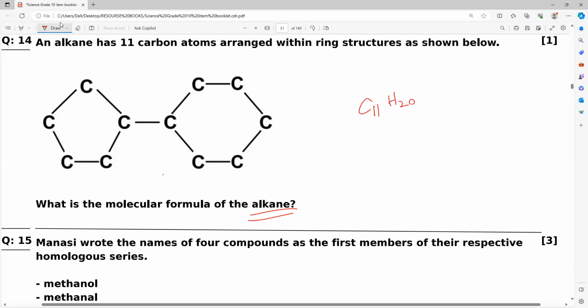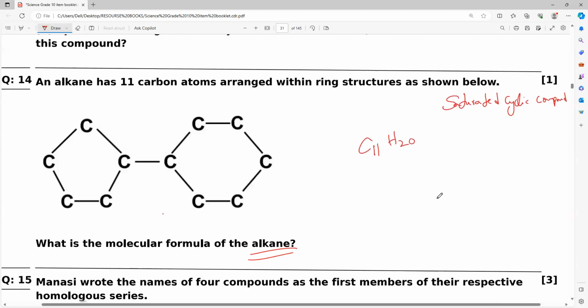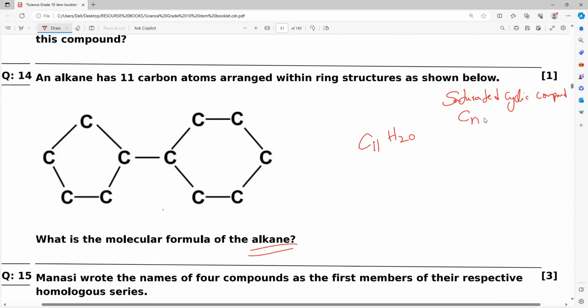C11H20. If you want to solve it fast, what do we have to do, everybody? We all know that for a saturated cyclic compound, what is the general formula? CnH2n. Am I right? Yes. CnH2n. Alkenes and saturated cyclic compounds both have the same formula. As they are saying C11, C11 with H2 into 11 equals C11H22 will come.